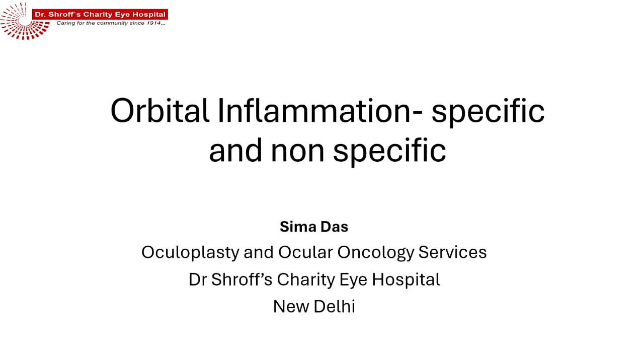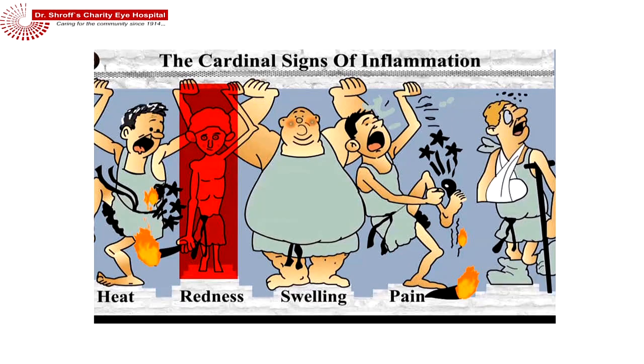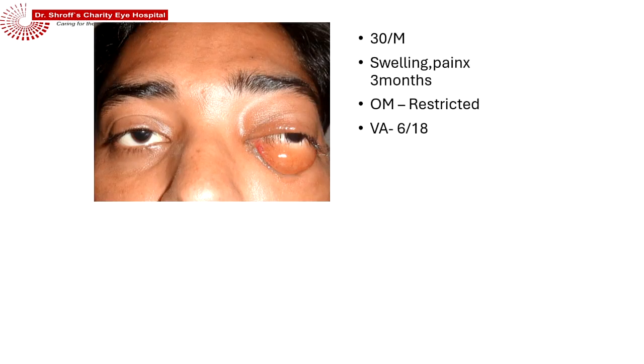So we will now move on to the inflammation after the infection, which is again one of the major chunks of the orbital diseases that we see. And we all are aware of the cardinal signs when we label any pathology as inflammation: hot, red, swollen, painful, and loss of function, and we have all read it in pathology.